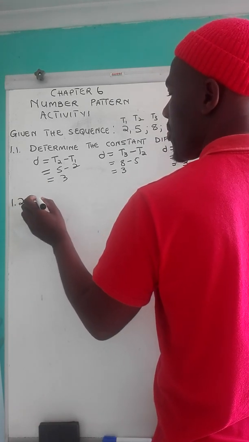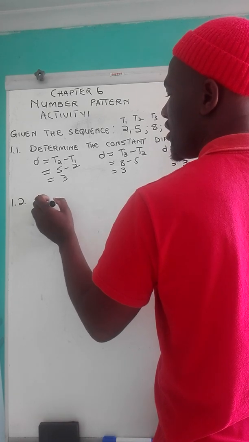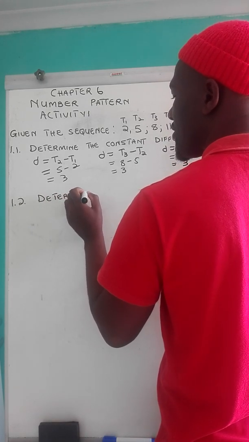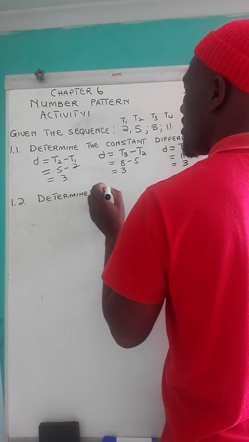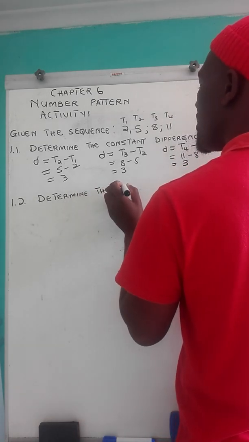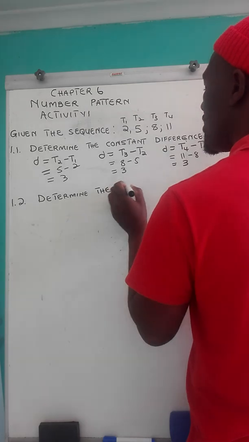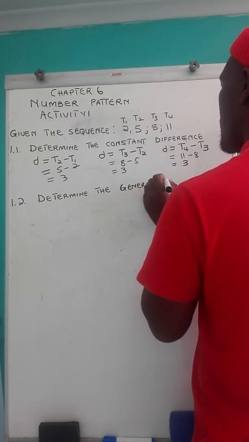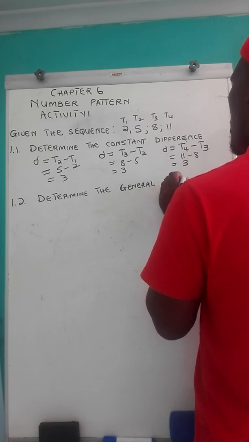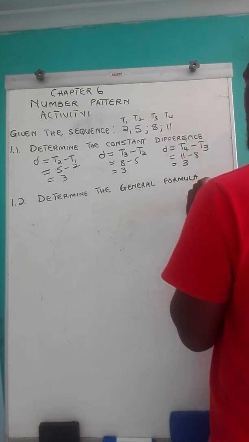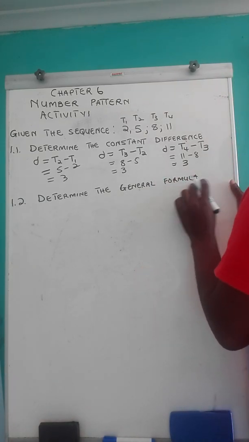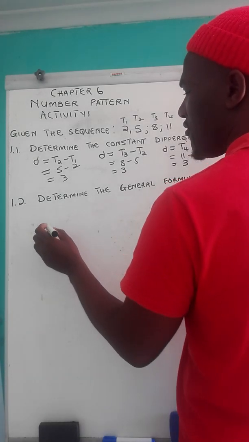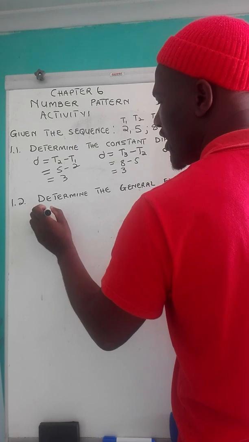1.2. Determine the general formula, or they can say a general rule. Instead of formula, they can write rule. To find the general formula, this is general.